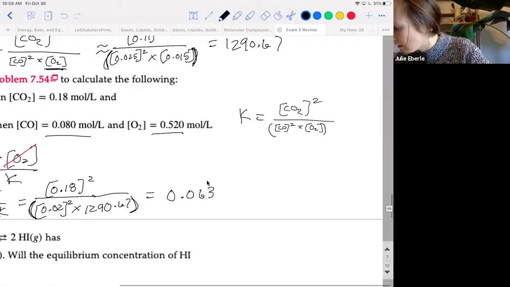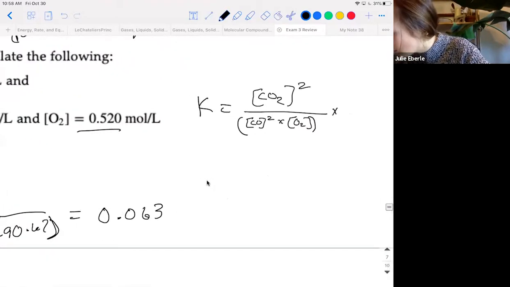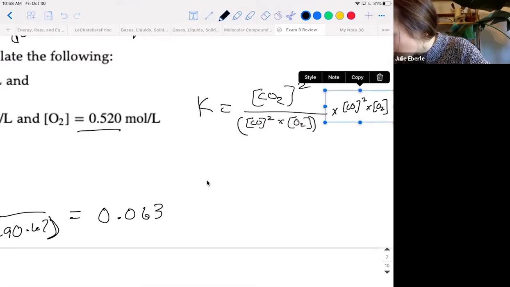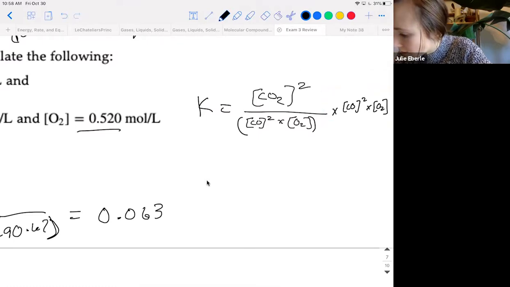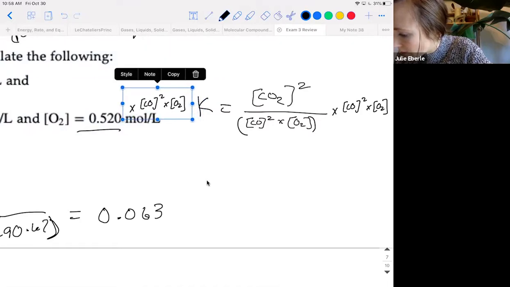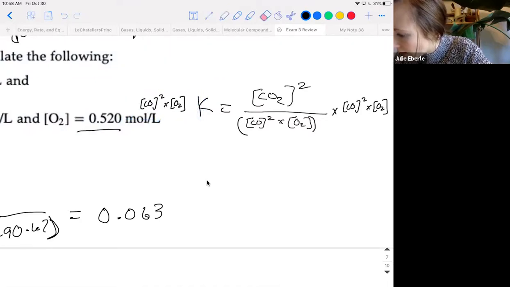What that looks like, you're going to say times the concentration of carbon monoxide. Oh, that's not carbon monoxide. Squared, keep the square, and oxygen. And do that on both sides. Okay, so essentially you should have it looking like this. We cross multiplied by the whole denominator because we're just trying to get CO2 by itself.